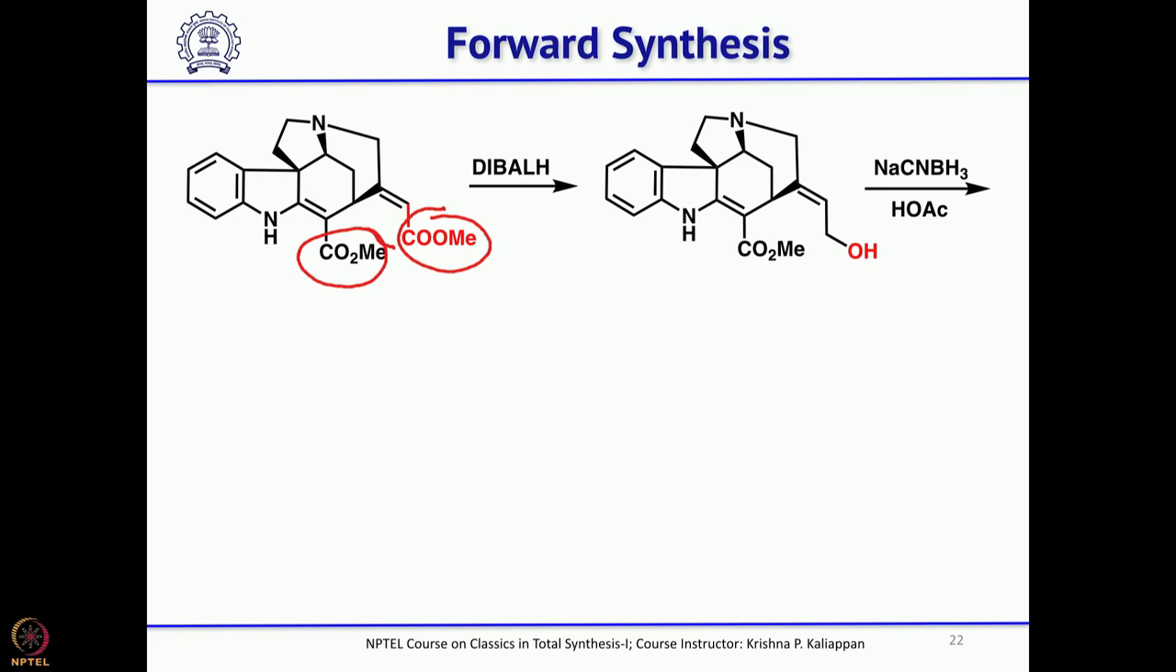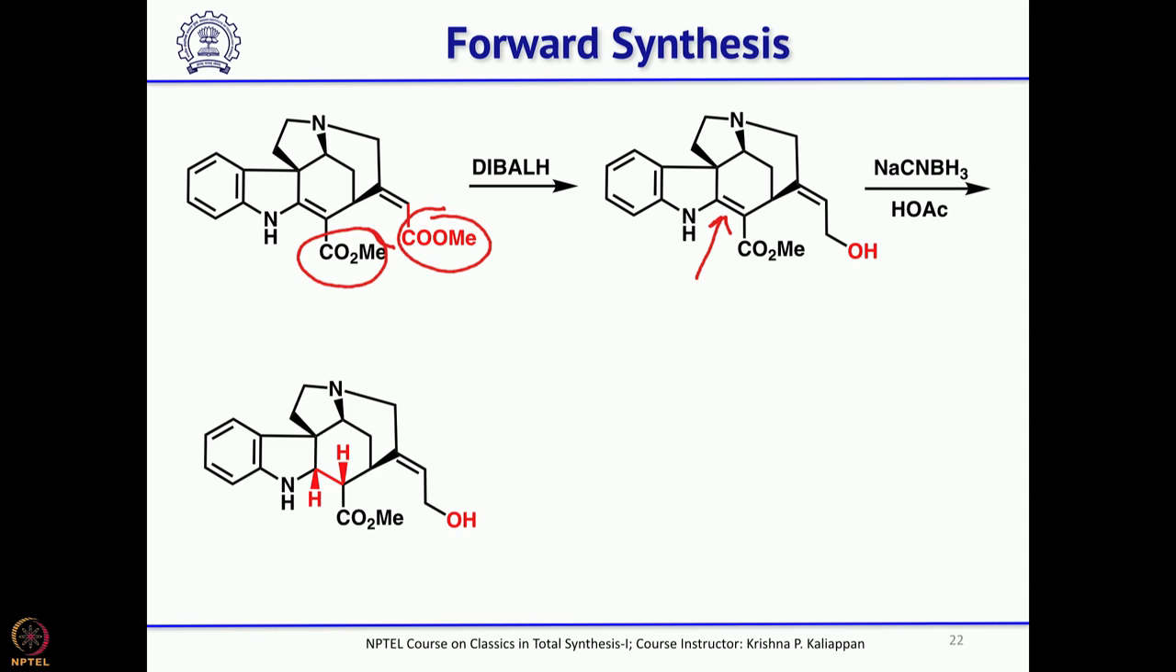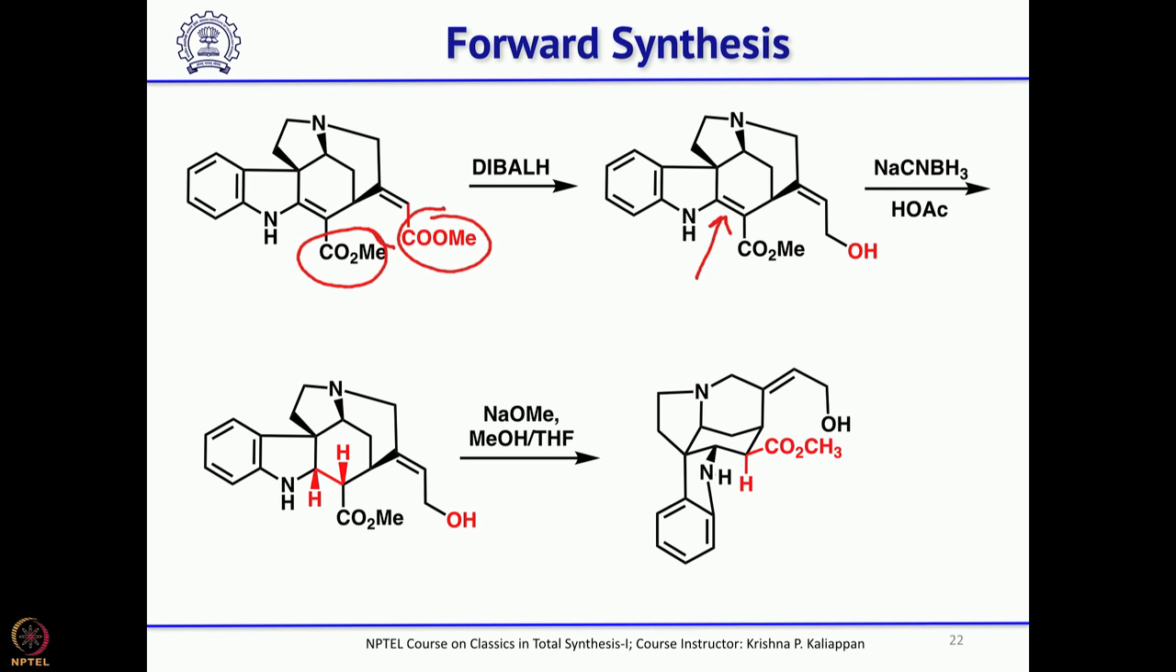Now you reduce this double bond selectively using sodium cyanoborohydride, acetic acid, and you get this compound. You can see the double bond is reduced and it gives only one isomer. Then sodium ethoxide, methanol in THF. This compound you can write this way.